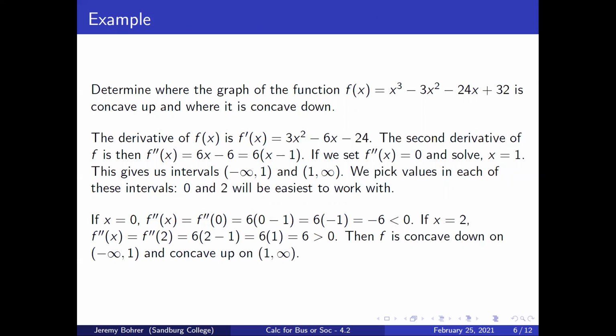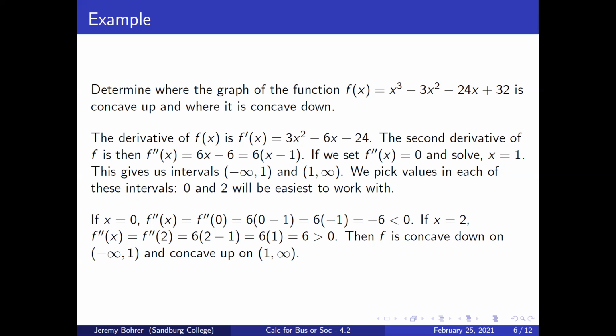Determine where the graph of the function f of x equals x cubed minus 3x squared minus 24x plus 32 is concave up and where it is concave down. The derivative is f prime of x equals 3x squared minus 6x minus 24. The second derivative of f is then f double prime of x equals 6x minus 6, which is 6 times (x minus 1). If we set f double prime of x equal to 0 and solve, x equals 1. This gives us intervals negative infinity to 1 and 1 to infinity. We pick values in each of these intervals. 0 and 2 will be the easiest to work with.